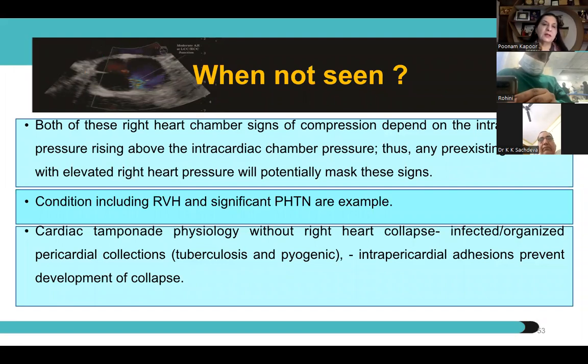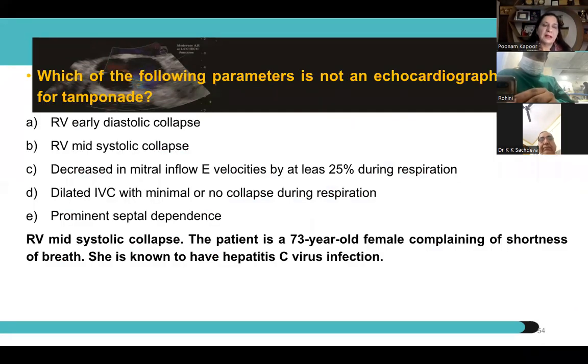It is not seen when the right heart chamber signs of collapse are not seen with any pre-existing right heart pressure increases like portal hypertension or RVH. And cardiac tamponade physiology without a right heart collapse is actually quite unknown, but pyogenic tuberculosis, or a tuberculosis which is of long standing, a miliary tuberculosis with intrapericardial adhesions, however, may not show a collapse. Let's see this MCQ, and I come to the end of my talk.